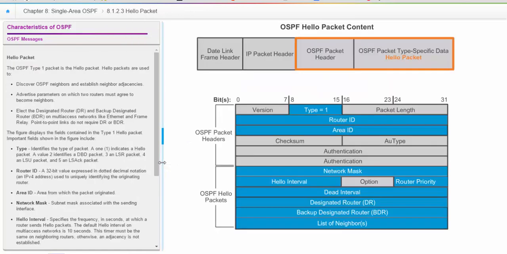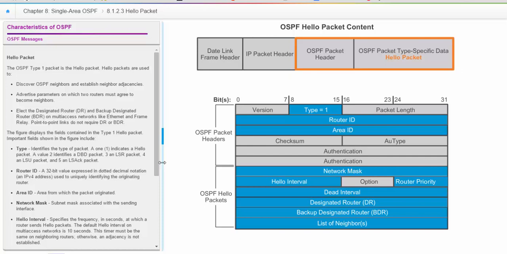Now, let's talk a little bit about the hello packet. With the hello packet, it is type 1, like I mentioned a moment ago, and they're used to discover your OSPF neighbor and establish neighbor adjacencies. It kind of goes, hello, who's out there, and then we get our responses back. But with the hello packet, it advertises parameters on which two routers must agree to become neighbors. Okay, so they have to agree to become neighbors.